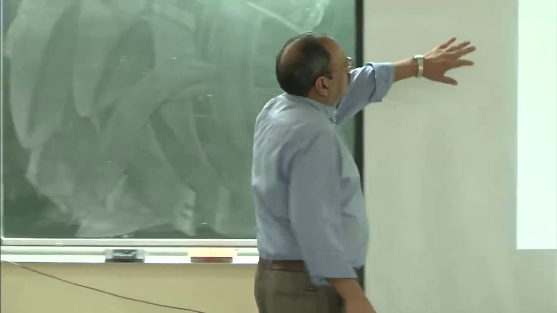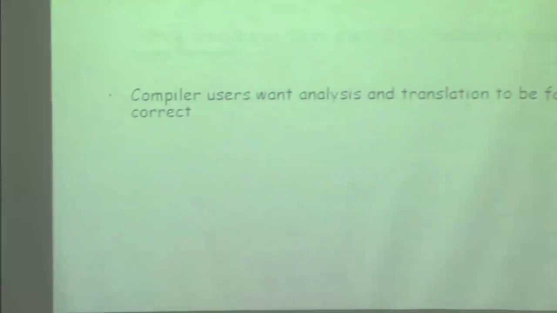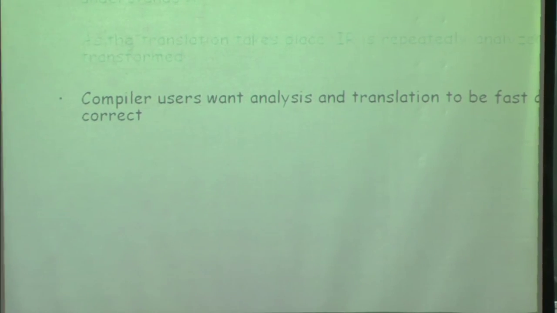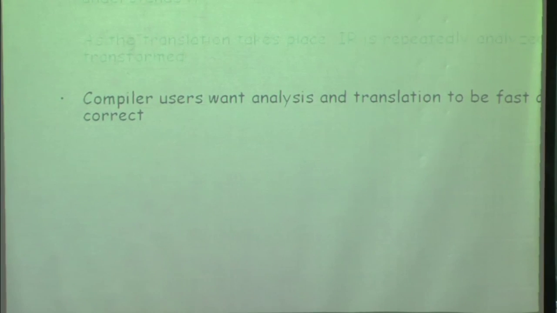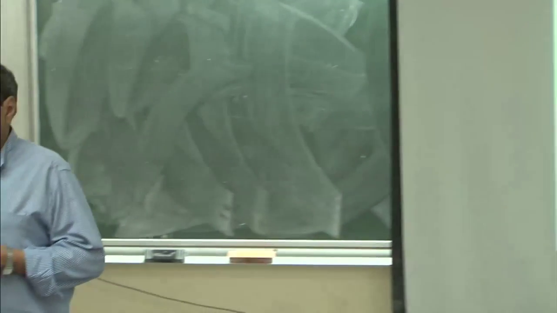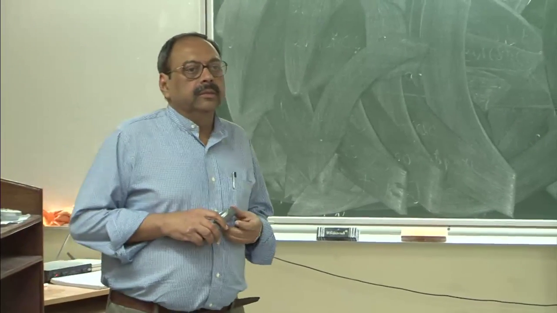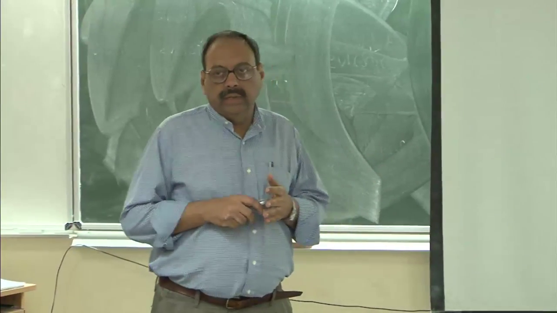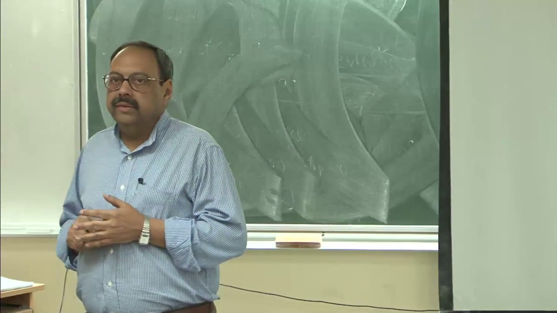So as far as the user of the compiler is concerned, you're only looking at something which will be correct and fast. Beyond that, it doesn't matter. But as a compiler writer, are these the only things I'll be interested in? I want to do something more than this. So what are the additional things I'm looking at in my IR as a compiler writer?